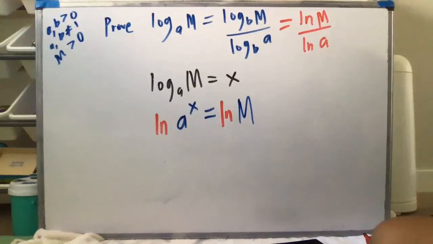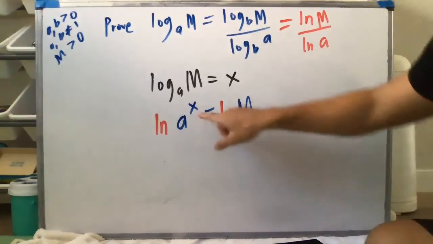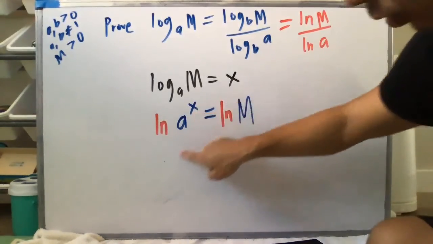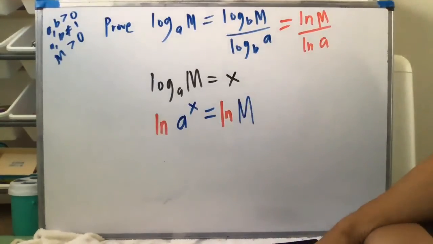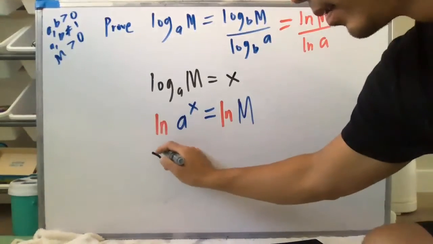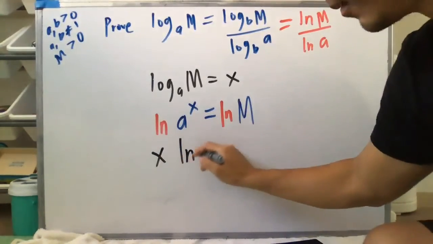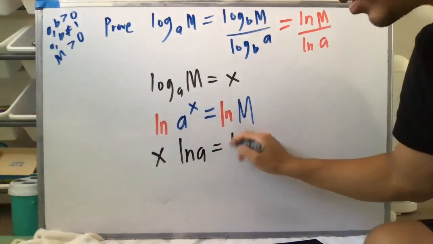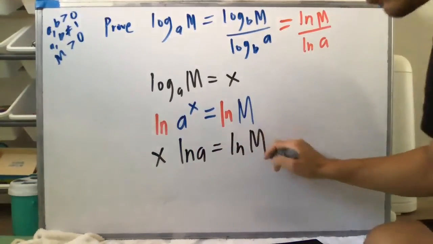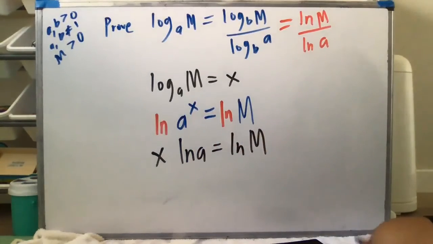Now when I take an ln of a to the x, I can apply my rules of exponents for logarithms. Remember, the exponent rule for logarithms says if I've got an exponent like this, I can pull it out to the front as a multiplier. So what I end up with is x times ln of a, and this side is just ln of m. So x times ln of a is equal to ln of m.